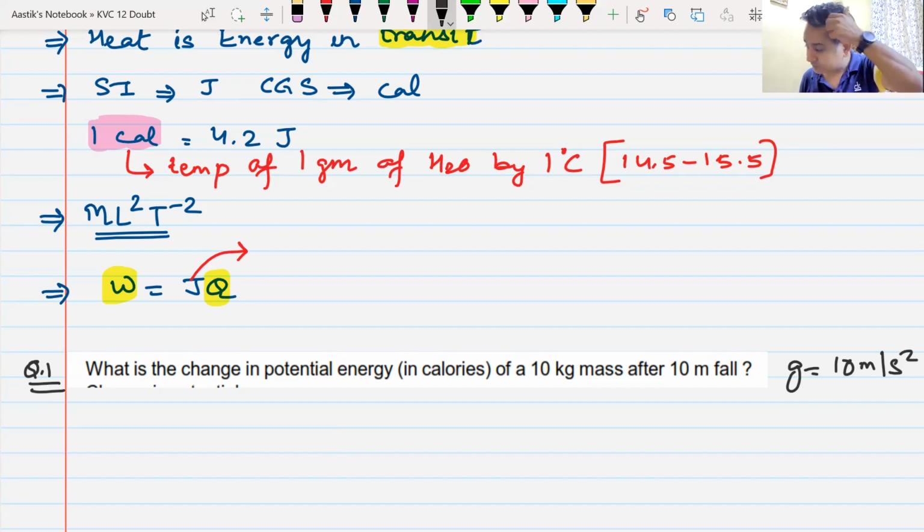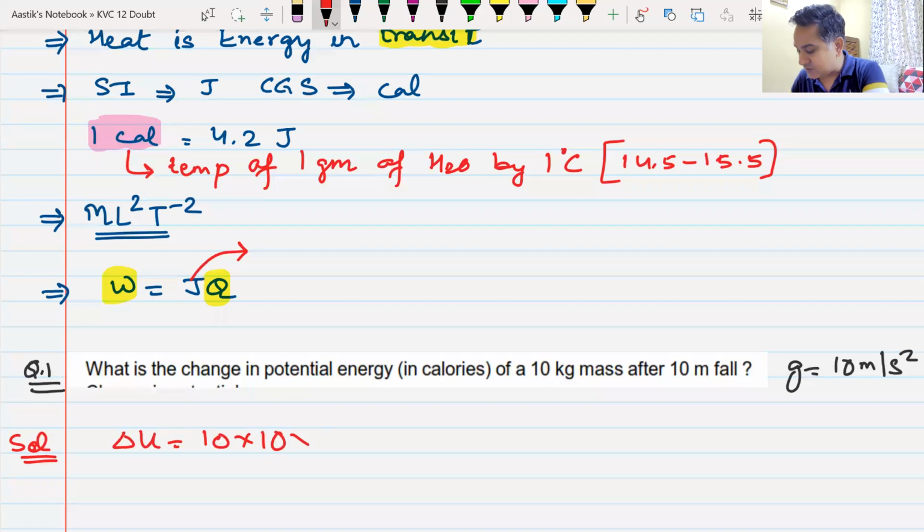So how do you solve this? You just say the change in potential energy is equal to m g h. M is 10, g is 10, and h is also 10, so this is 1000 joules. You just divide this 1000 joules by 4.2. 4.18 is the exact value, but you can just divide it by 4.2 and you end up with your answer. Got this? Okay.